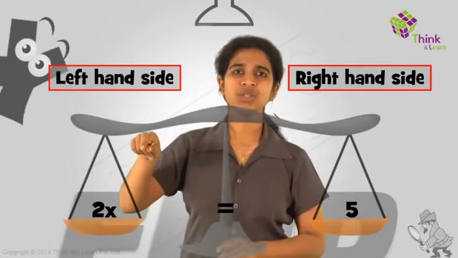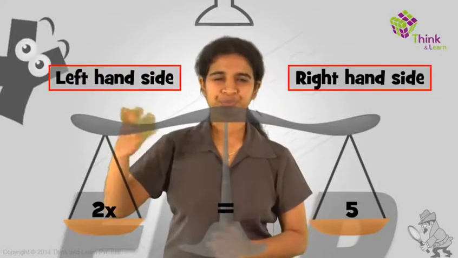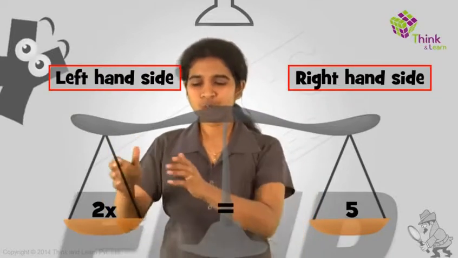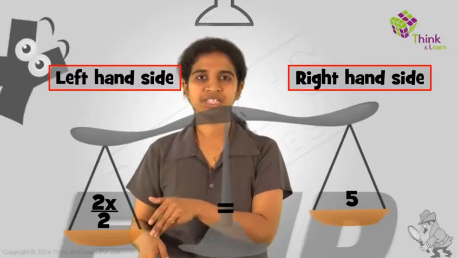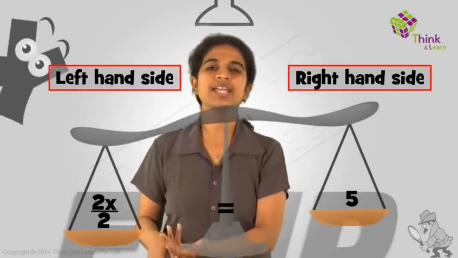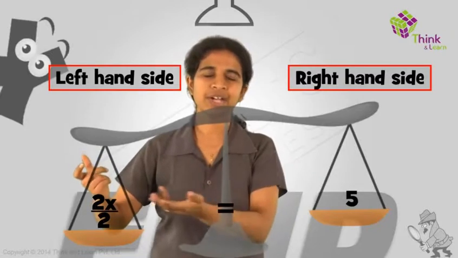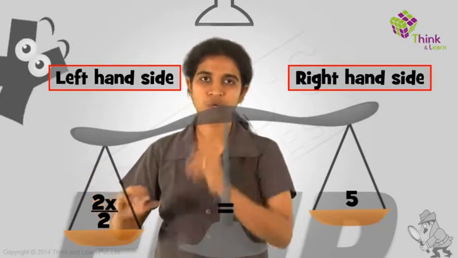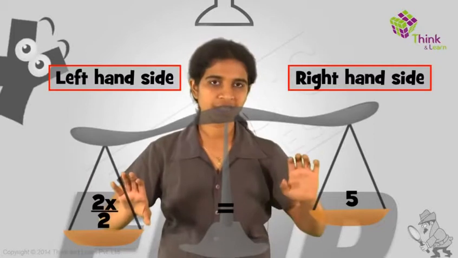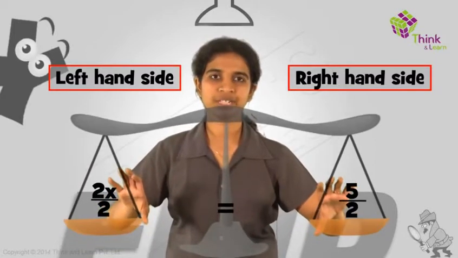I don't want the 2. I want to get rid of the 2. How will I get rid of the 2? 2x, if I divide it by 2, which is nothing but the reciprocal, right? 2's reciprocal is 1 by 2. I'm multiplying it by 1 by 2 or dividing it by 2 to get rid of the 2. So if I divide it by 2 here, I'll divide it by 2 here as well, right?